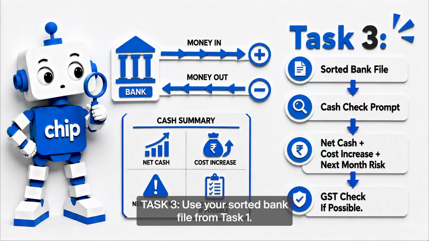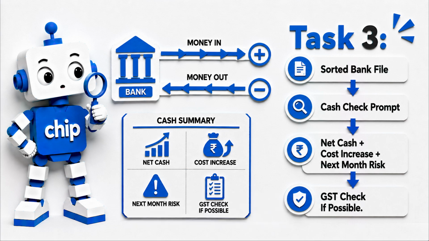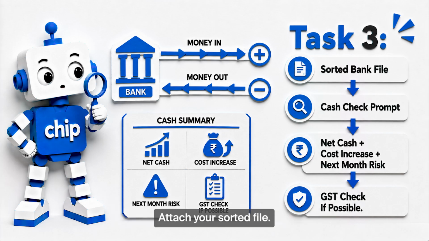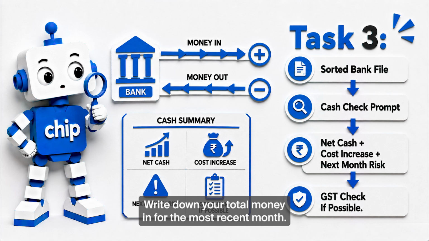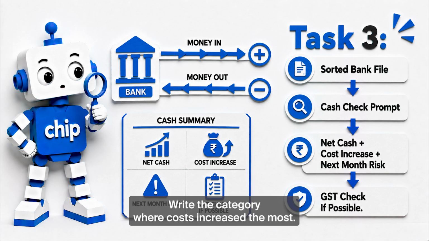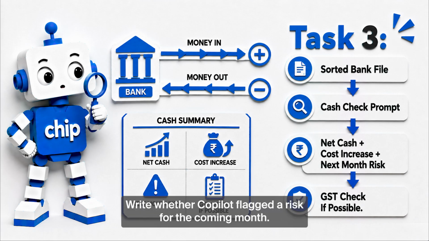Task 3. Use your sorted bank file from Task 1. Open Copilot and run the monthly cash check prompt from this section. Attach your sorted file. Read the output. Write down your total money in for the most recent month. Write your total money out. Write the net cash in minus out. Write the category where costs increased the most. Write whether Copilot flagged a risk for the coming month.